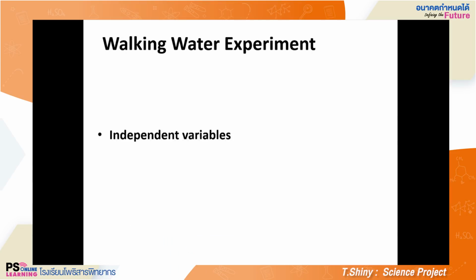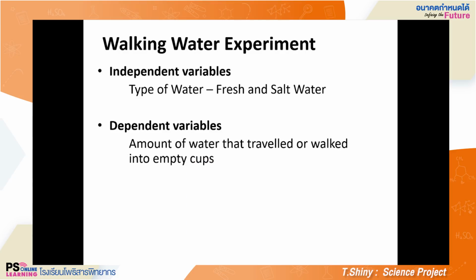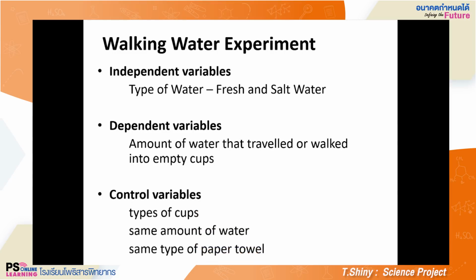From the walking water experiment, the independent variables are the type of water, fresh and salt water. For the dependent variables, it's the amount of water that traveled or walked into the empty cups. And the control variables, the types of cups, same amount of water, and same type of paper towel. These are the three types of variables from the walking water experiment which we have watched.